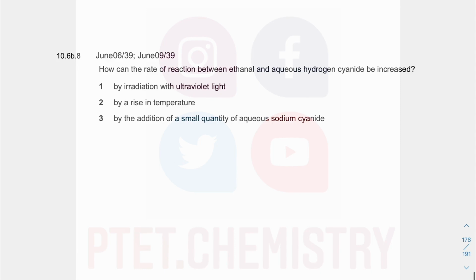In the next question, how can we increase the rate of reaction between ethanal and aqueous HCN? So this is your nucleophilic addition. This is your case study in AS level and also A level chemistry. So basically it's asking you about rate really.